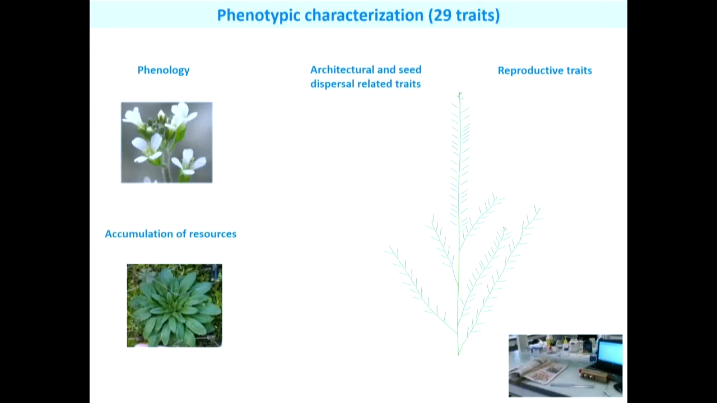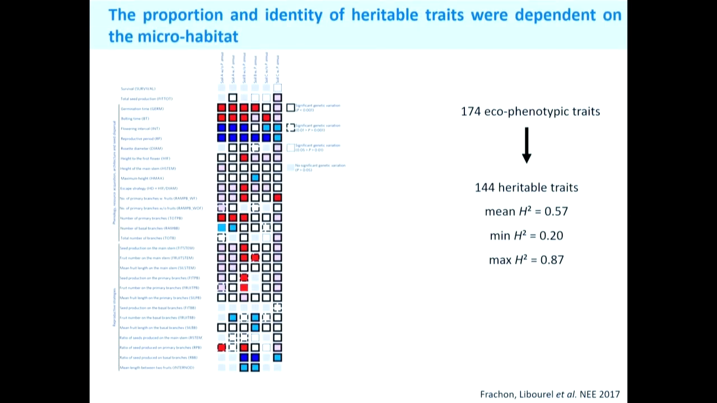Okay, so we phenotyped 29 traits related to phenology, accumulation of resources, architectural and seed dispersal related traits, but also reproductive traits, the length of the fruits, the number of fruits on the main stem, on primary branches, etc. So I will first present the first results. Here you have the list of the 29 traits. At this point, we don't care about the identity of the traits, and just don't pay attention to the color. I will go back to that later.